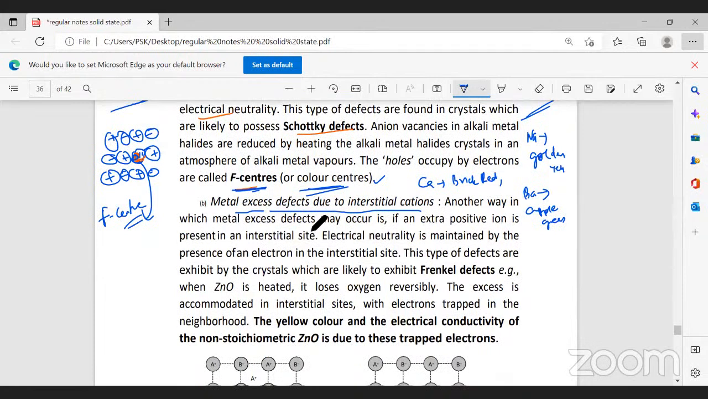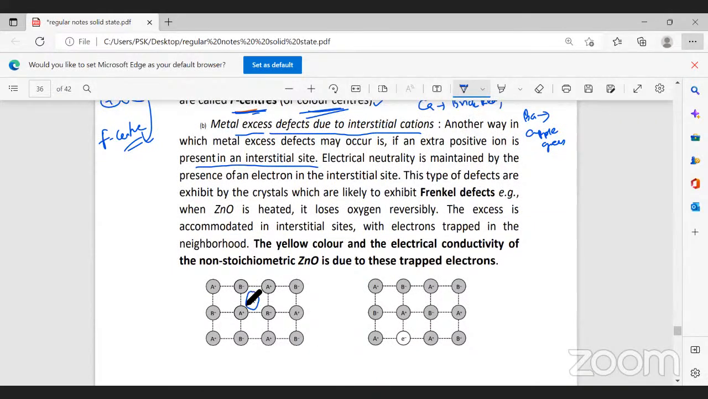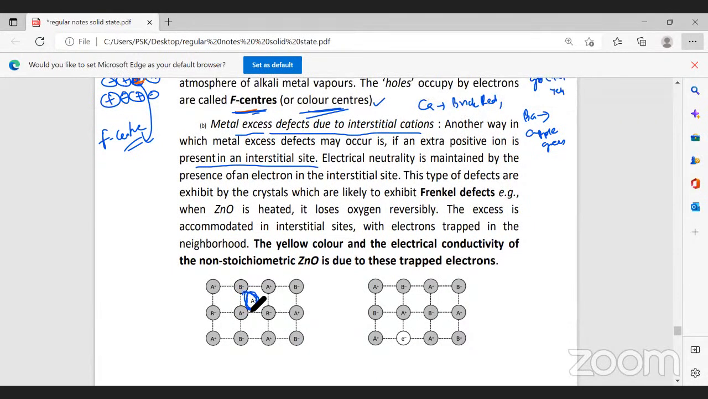Another way in which metal excess defect may occur is if an extra positive ion is present in the interstitial site. Look at this. This is a perfect crystal, but this is an extra positive ion. If this extra positive ion is present in the interstitial position, then it is called a metal excess defect. Now you can see electrical neutrality is maintained by the presence of an electron in the interstitial site. The electron also should be there in the interstitial site. Here they have shown there should be an electron here, in the interstitial site.